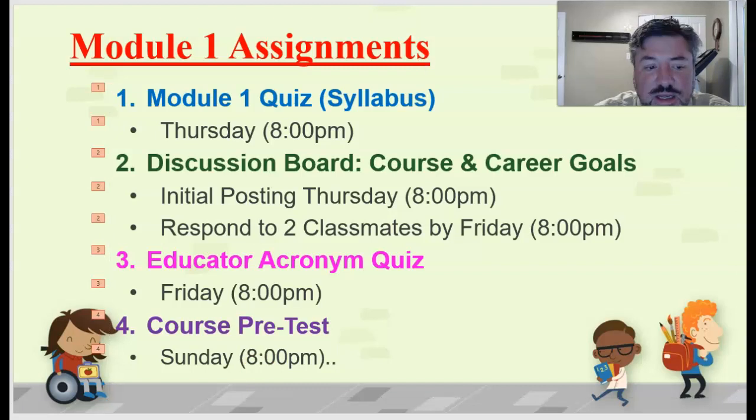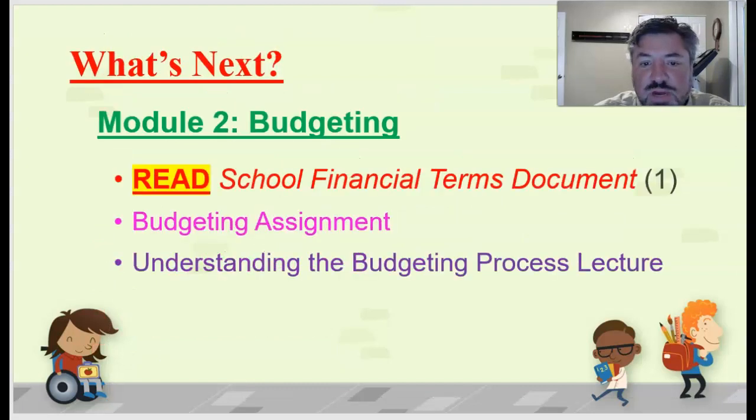We will begin Module 2 over budgeting during the 2nd week of class. You'll get an email on Monday of week 2 explaining what is due in Module 2. If you want to get a head start, you can look in the documents tab and read the school financial terms document. You'll be required to read that before we have our class meeting in Module 2. We will get our budgeting assignment, and then we will also have a lecture and quiz over understanding the budgeting process. All right, good luck.